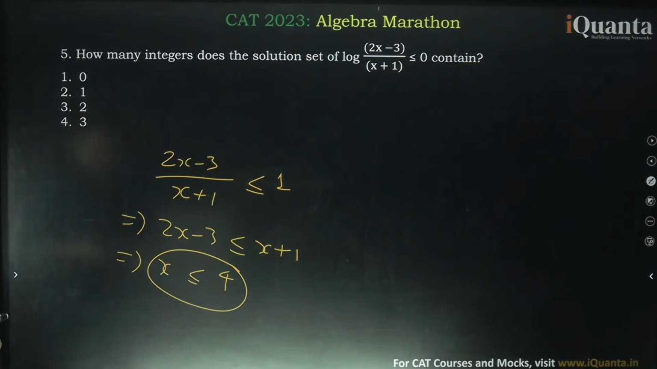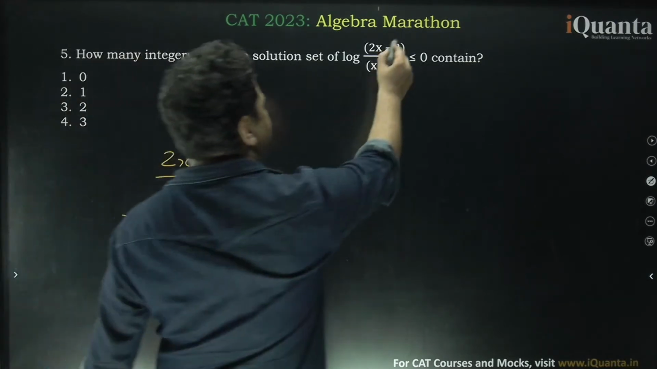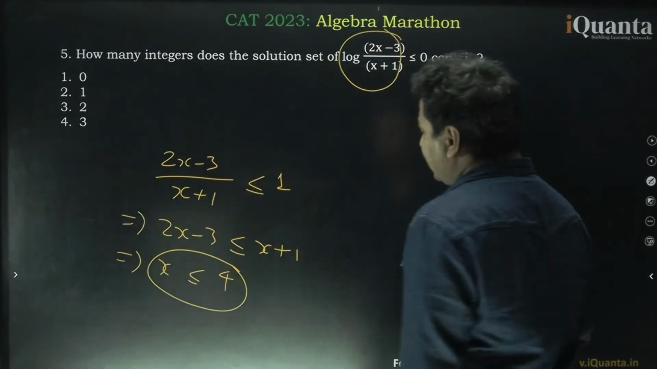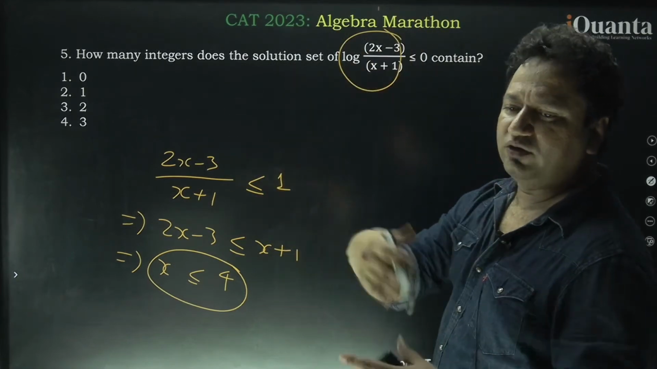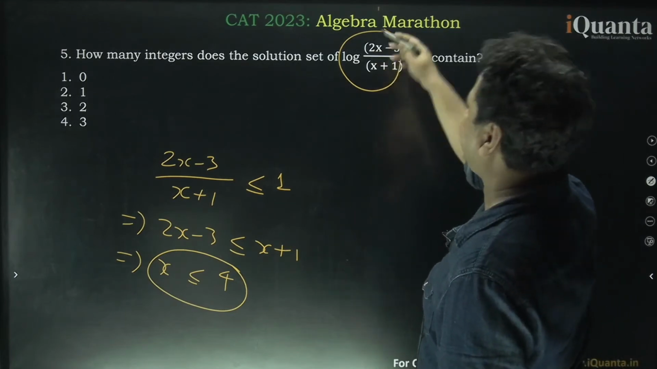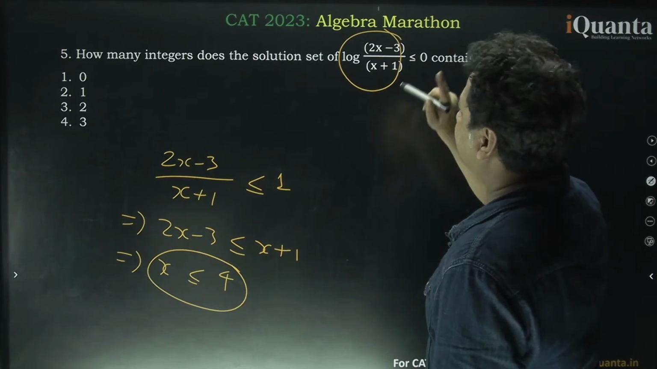Integers. Less than equal to 4 तो बहुत सारे इंटीजर हो जाएंगे. But there's one thing that this lies inside log. If I put 0, this is negative. Negative number का log तो होता ही नहीं है, isn't it? If I put 1, 2 1s are 2 minus 3, again I get a negative. If I put 2, 2 2s are 4 minus 3, that is possible.